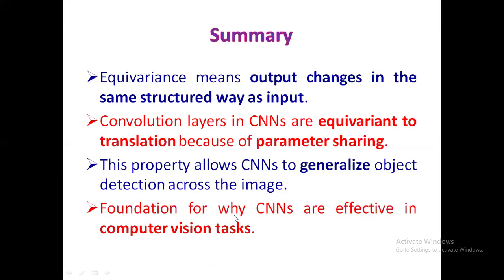And coming to the summary, equivariant representations form the foundation of how CNNs process spatial data. Convolution operations are naturally equivariant to translation due to parameter sharing, enabling CNNs to detect patterns consistently across different image regions. This property allows CNNs to generalize effectively, reduces the number of parameters needed, and supports powerful image recognition capabilities. Understanding these concepts helps explain why CNNs are so successful in computer vision tasks.